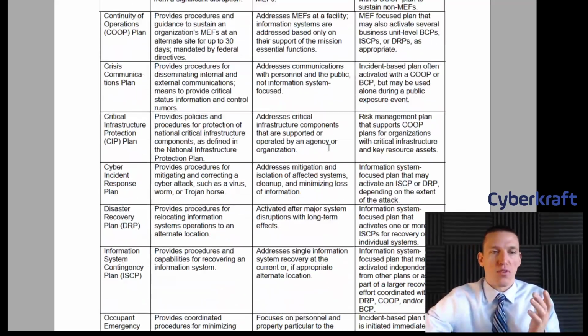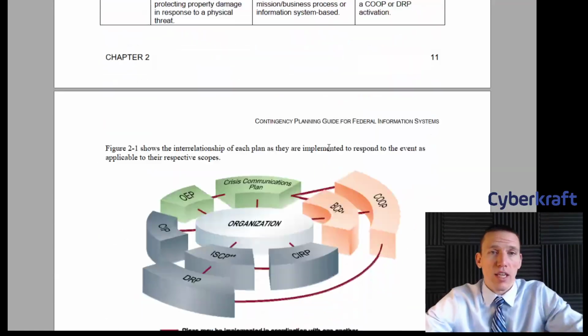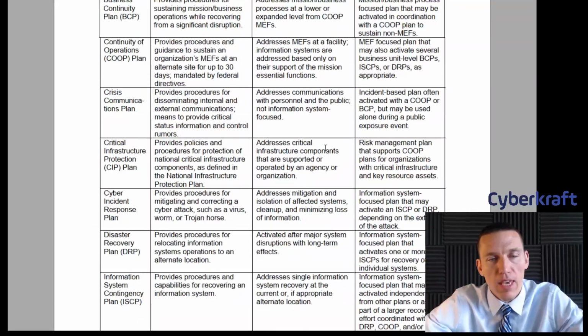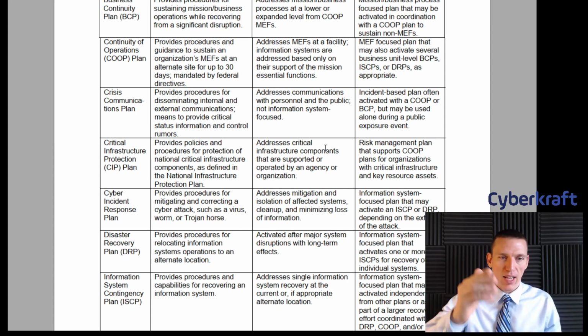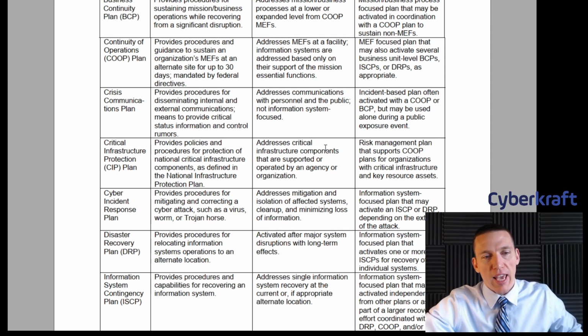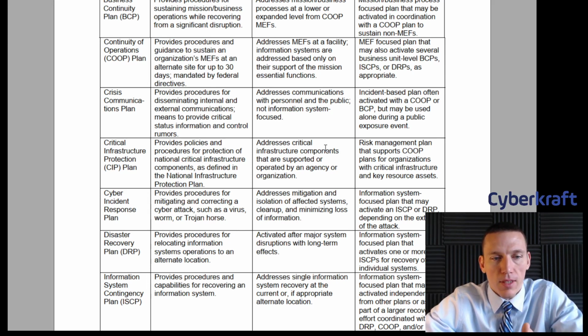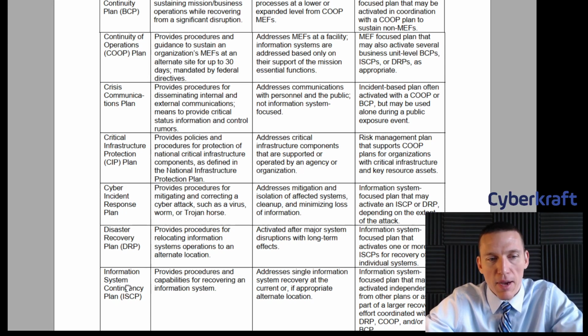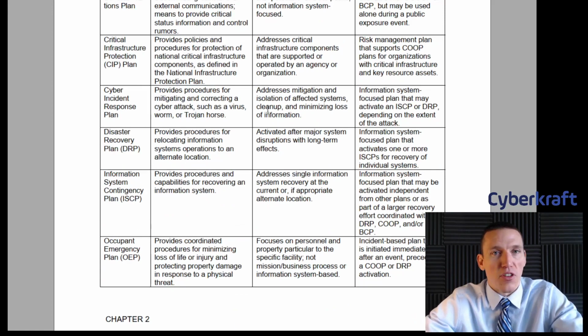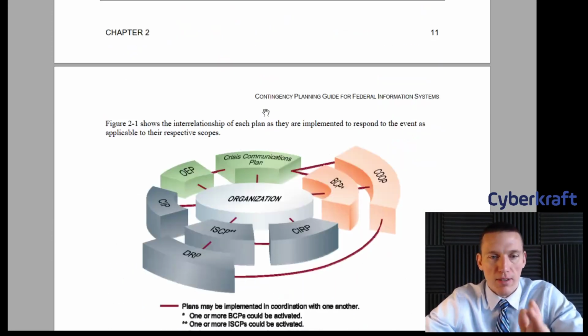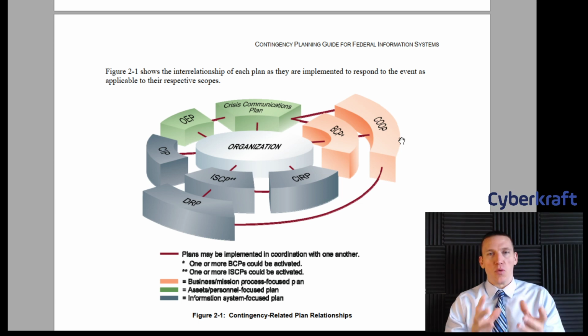Most organizations don't develop every single one of these plans, even an organization that has information systems as their primary focus. They might not delve too deep and develop an information system contingency plan. They might just call that a business continuity plan or continuity of operations plan, a COOP plan, okay? Or a disaster recovery plan. They might use general terminology, but I'm just getting you familiar with the different types of plans.